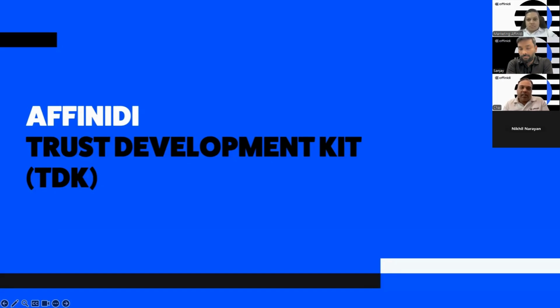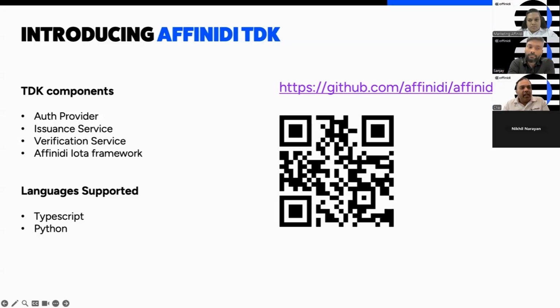We call this Affinity Trust Development Kit, or TDK in short, right? So if we look at the TDK, this is the GitHub link. It's an open source repo basically. Sanjay will show you in a moment how that looks. But at a high level, these are the building blocks of TDK, right? So please go ahead and scan the QR code if you would like to look at it.